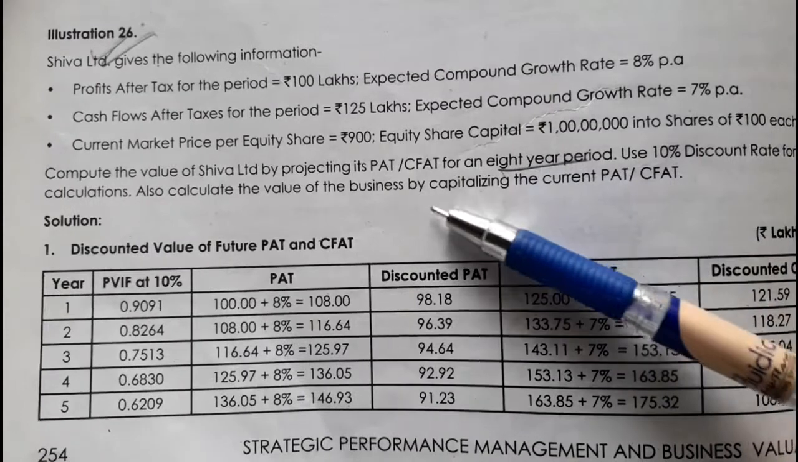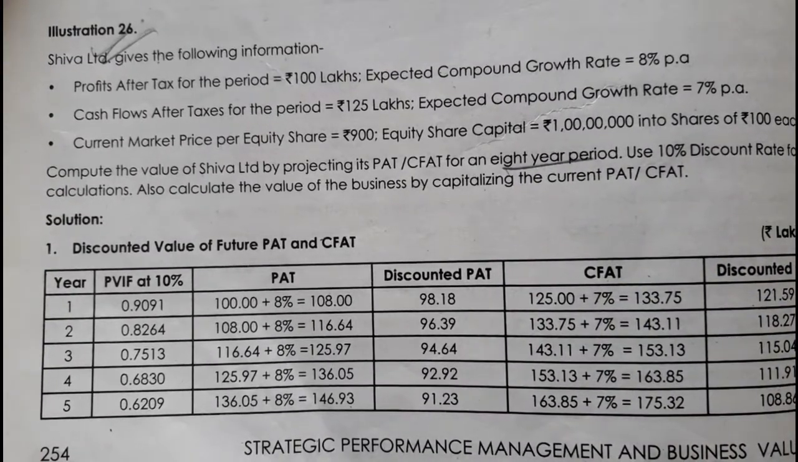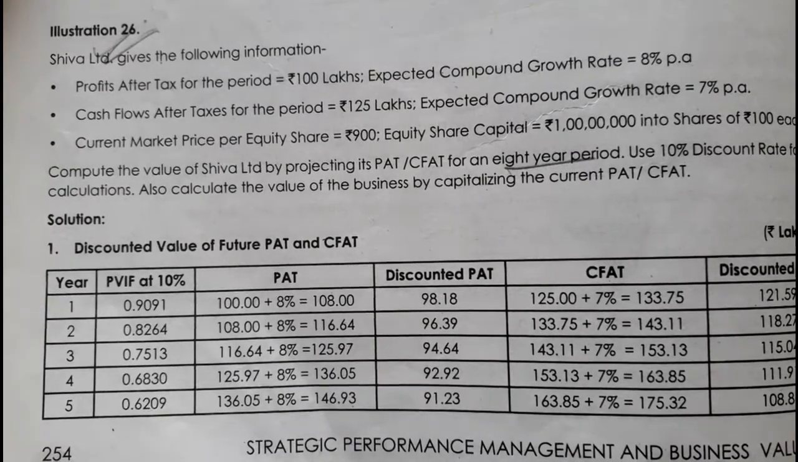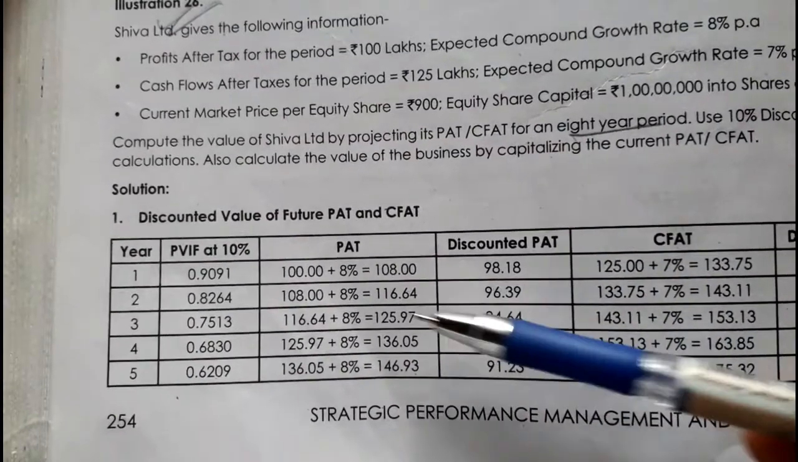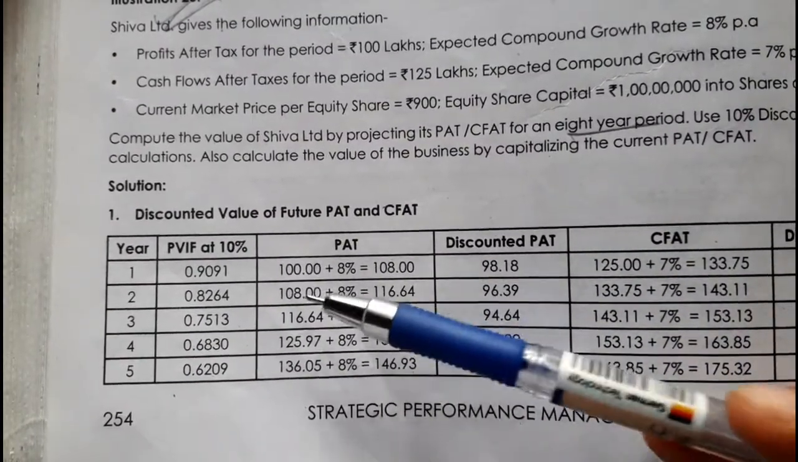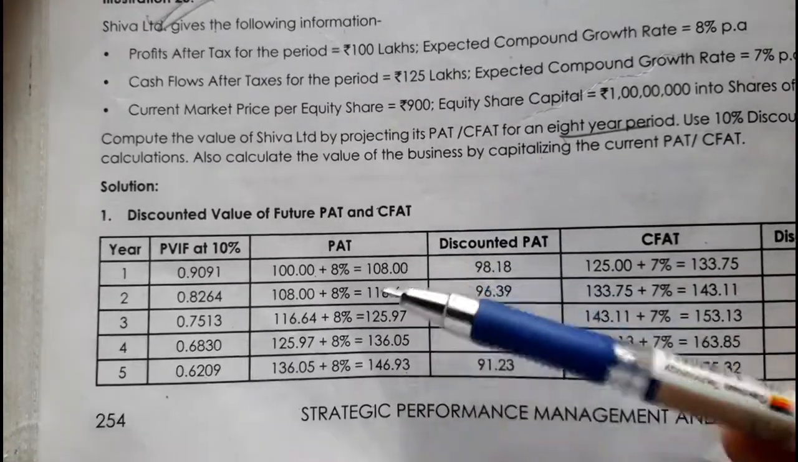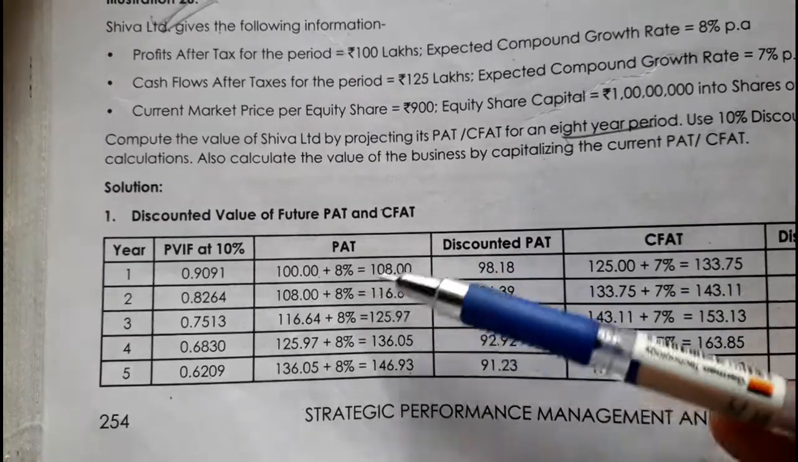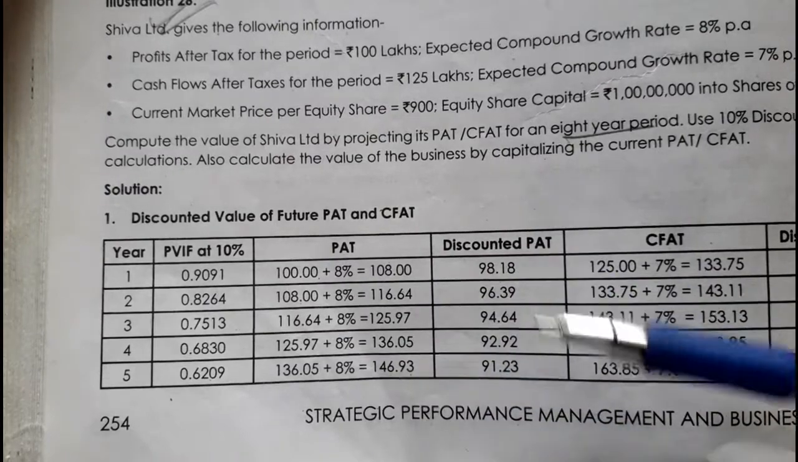The other way to find the value of business is by capitalizing the current profit. So we have to find it in two ways, through discounting as well as capitalizing. First we'll find it through discounting. As it grows compoundedly, 100 plus 8% would be 108. Next year the growth rate will be calculated on 108, and in the same way for the 8 years.